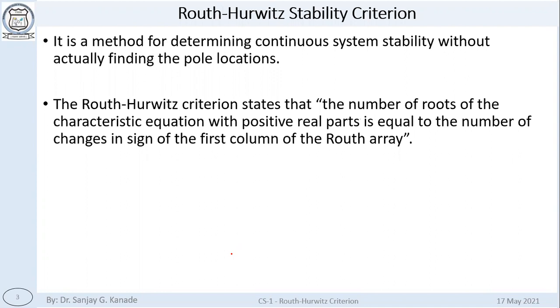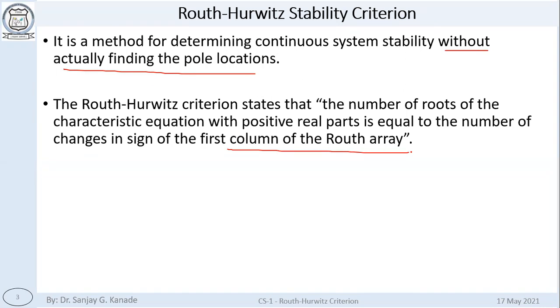Okay, so in that case, what we do, there is a method given by Routh-Hurwitz, named after those two, the Routh-Hurwitz stability criterion, and it determines the stability of the system without actually finding the pole locations. Remember this. What this criterion says is the number of roots of the characteristic equation with positive real parts, meaning on the right hand side of the imaginary axis, is equal to the number of changes in sign of the first column of the Routh array.